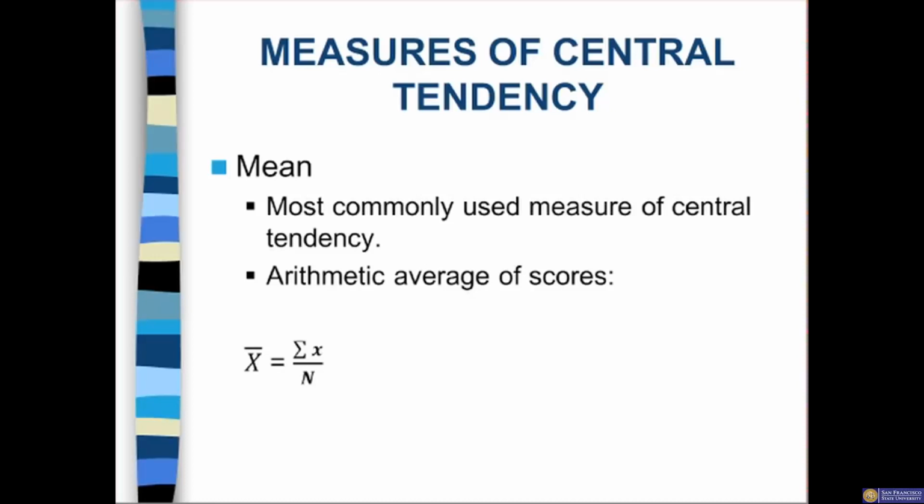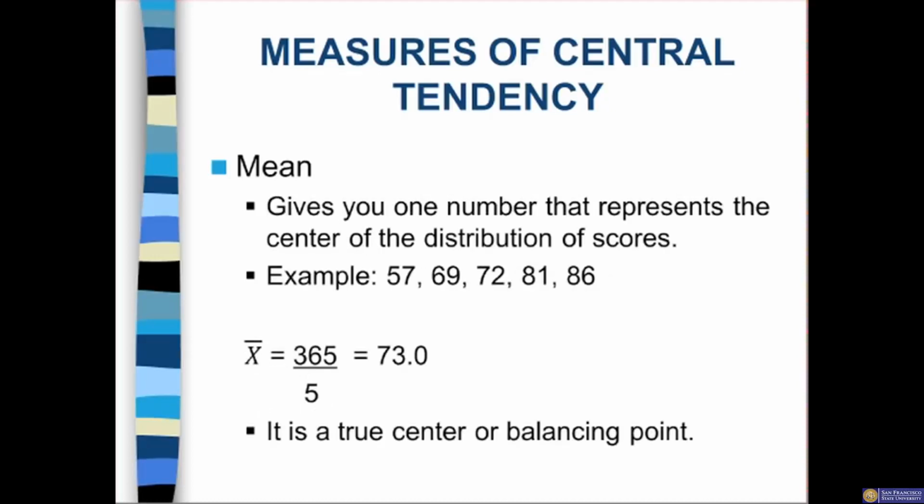So the mean is the most commonly used measure of central tendency. It describes the middle point. It is the average of all the scores. So we have the equation there where you're going to add up all of the variable scores and divide it by the number of scores that there are. So we can see an example here. If you add up 57, 69, 72, 81, 86, and then divide that by 5, the mean for this set of scores would be 73. That gives us an idea of what the middle point would be.